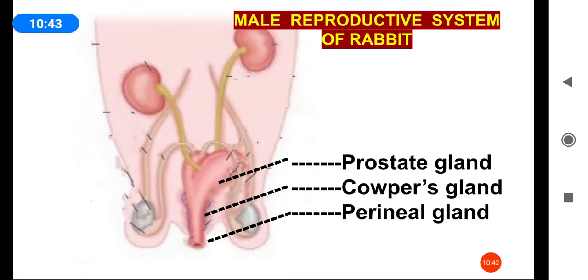There are 3 accessory glands present in the male reproductive system, namely prostate gland, Cowper's gland and perineal gland, and their secretions are involved in the reproduction.